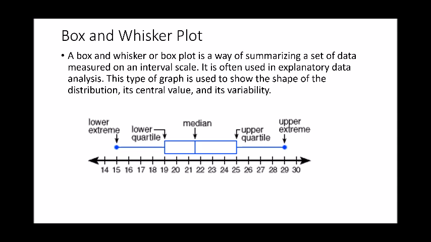The box and whisker plot is a new kind of statistics-related graph that's been added to the AP Biology curriculum. A box and whisker plot, sometimes also called a box plot, is a way of summarizing a data set measured on an interval scale.